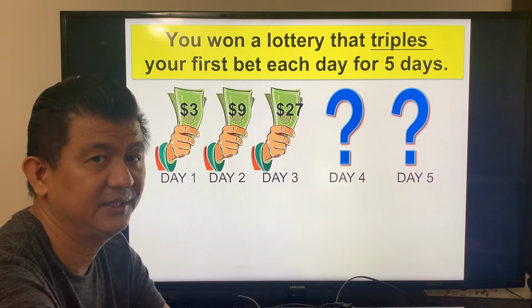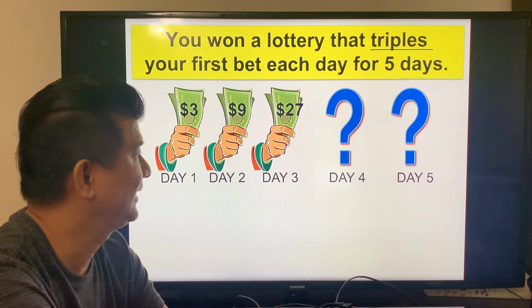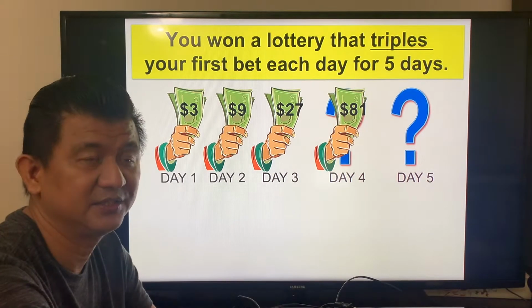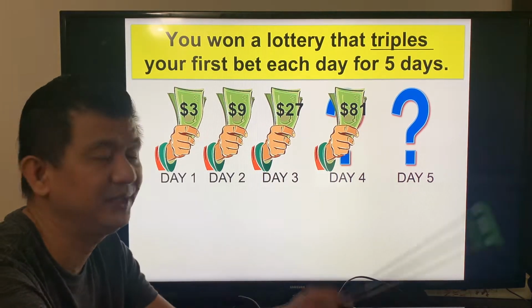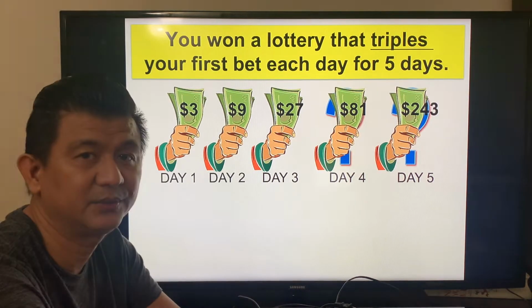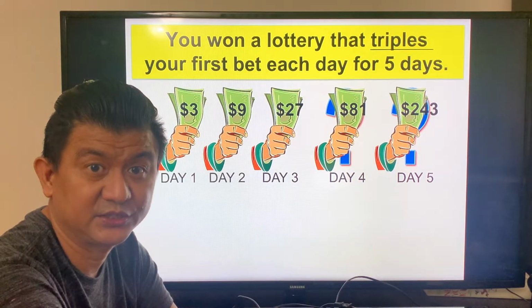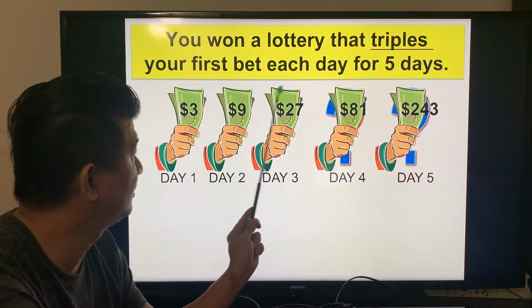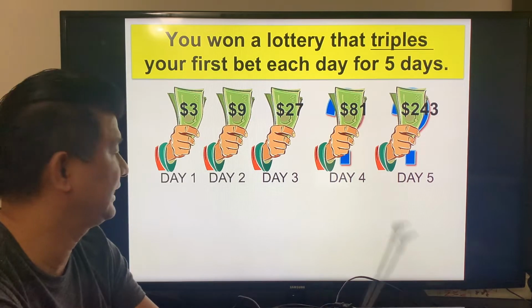Okay, I'll give you time to think. Ready? All right, here we go. So in day 4, you have $81 because you multiply this by 3. And in day 5, multiply that again by 3, you have $243. Remember how much the watch is? $360. But don't base it here. Add all of these days. Add them up. Okay, let's add them up.